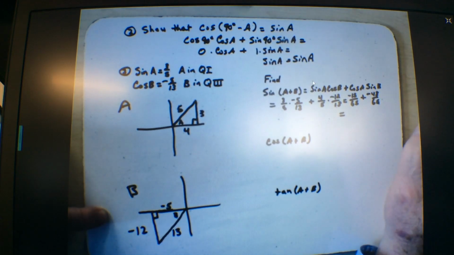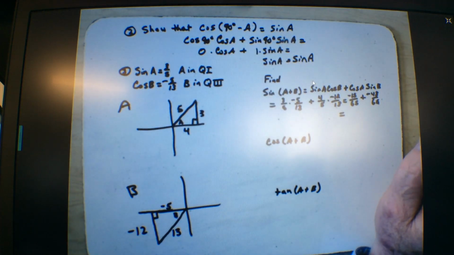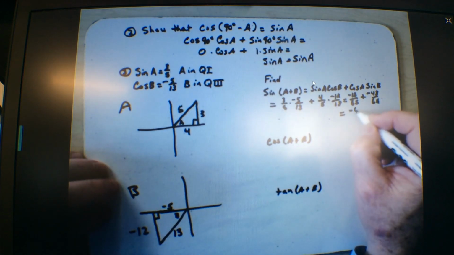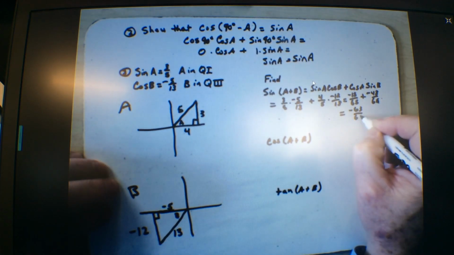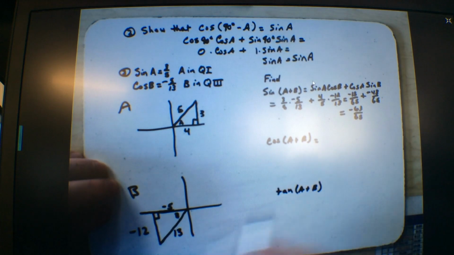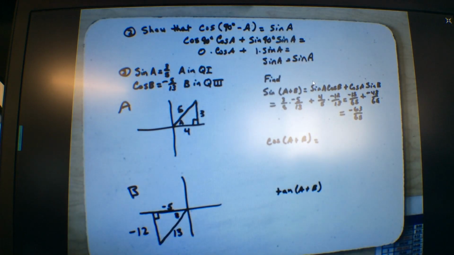What's negative 15 and negative 48? Adding negative 15 plus negative 48, negative 63. Negative 63 over 65. You got it? We good?